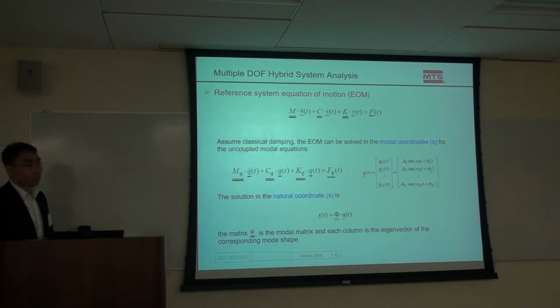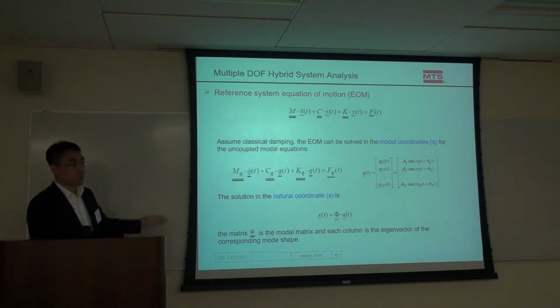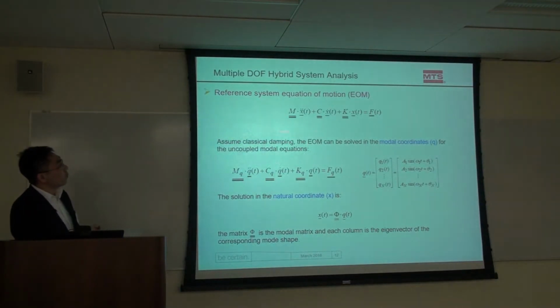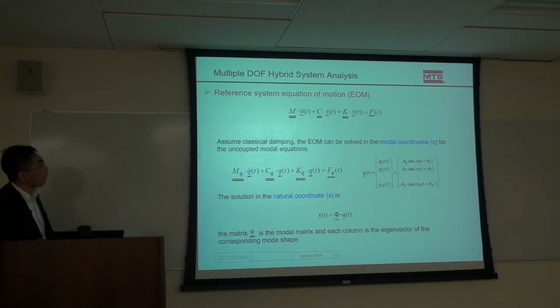Go to multiple degree of freedom, of course, all realistic problems are multiple degree of freedom. So same equation of motion, but of course everything now is in matrix form and vector form, right? And the little trick we do here is that we want to solve the dynamic equation of motion in the modal coordinates, in the Q. Assuming classical damping, then we can decouple the modes, the first mode, second mode, until the nth mode, if you have n degrees of freedom. Then of course we can get x as a function of Q, which is just the modal matrix. That's just the structural dynamics.